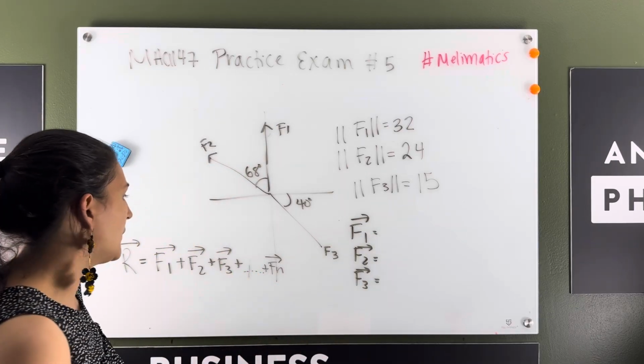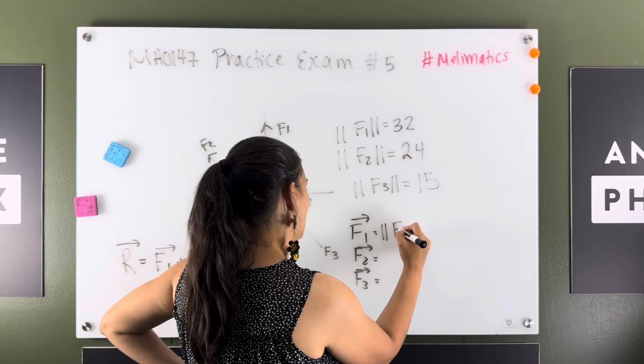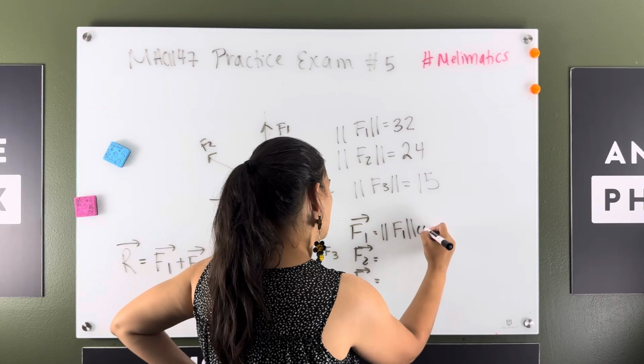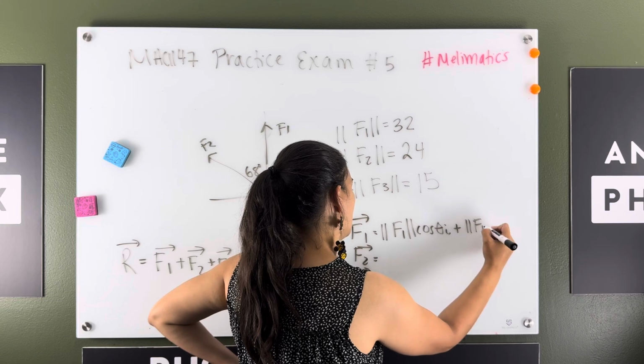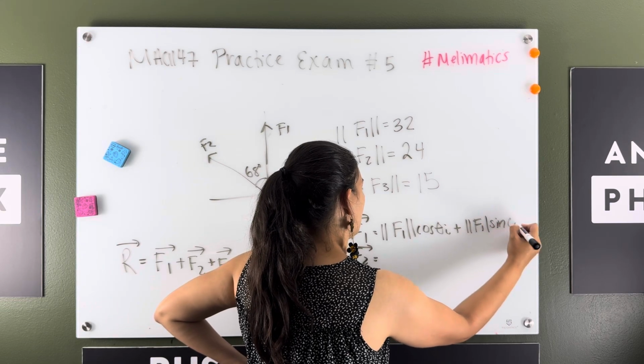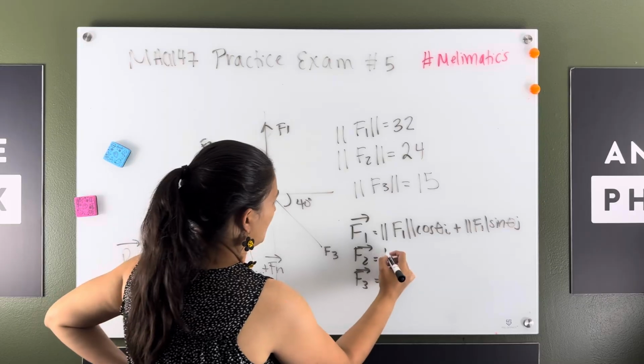Okay, so again, we know the formula. It's going to be the magnitude times cosine theta i plus magnitude sine theta j, and so on and so forth.